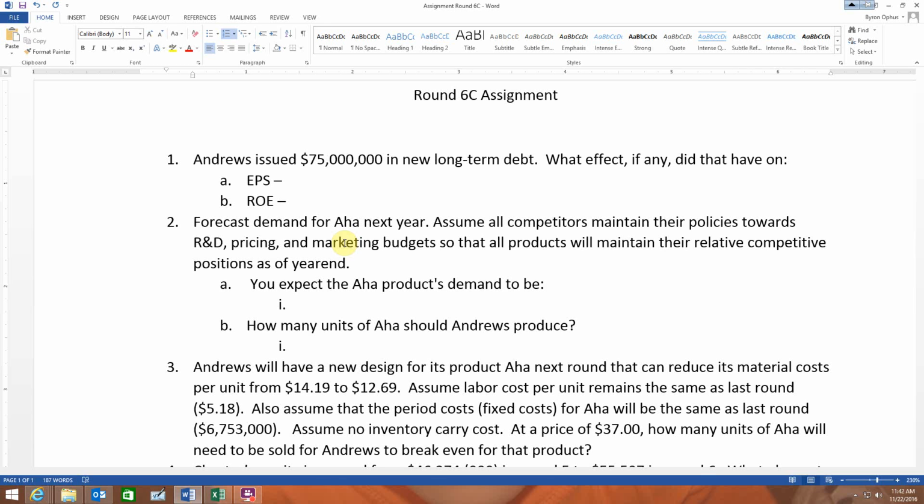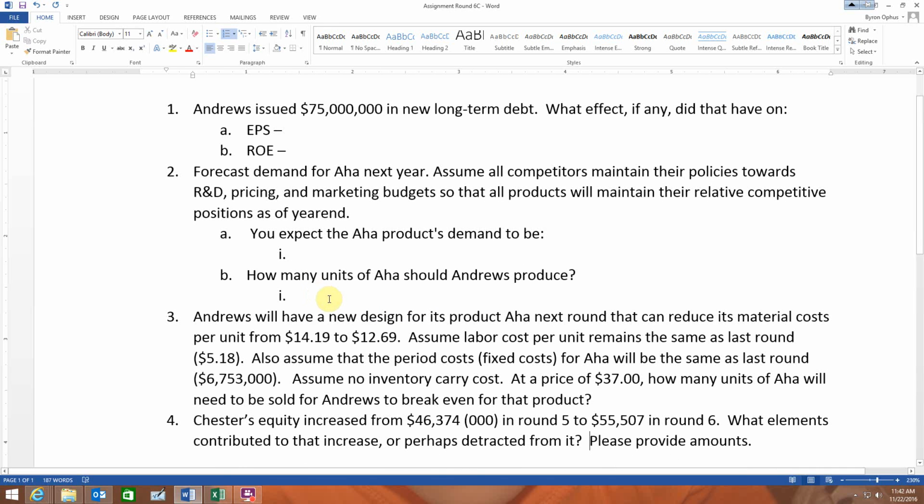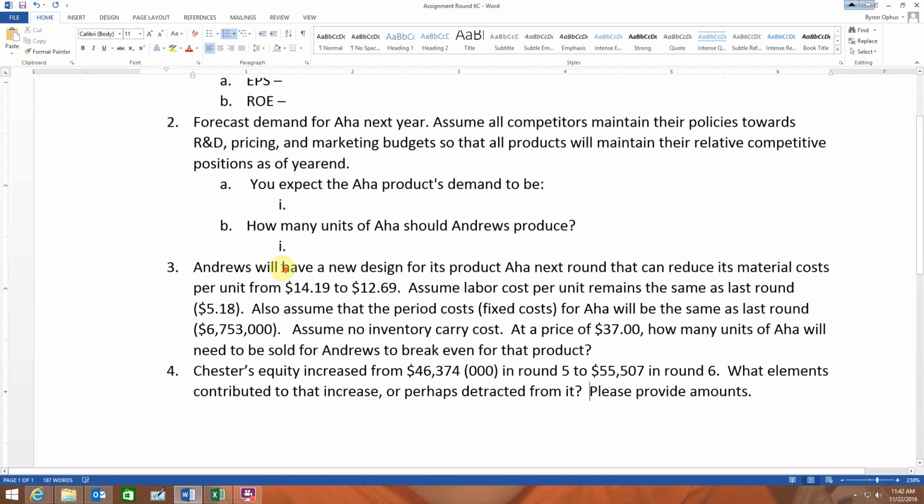Again, don't make it too complicated. You expect AHA's product demand to be X, and then B, how many units of AHA should Andrews produce? And here you have to take into consideration the inventory that might be on hand.